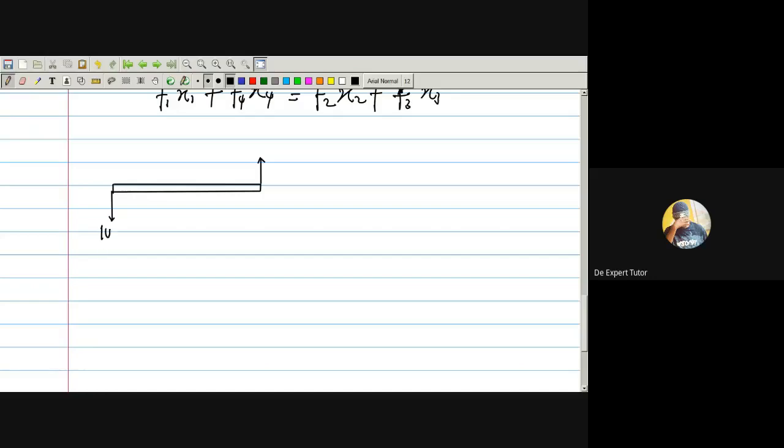Okay, look at what we have here. So we have 10 newtons. We have 10 newtons. And we have 0.25 meter. Now, look at this figure. They ask you to calculate the moment of the couple.